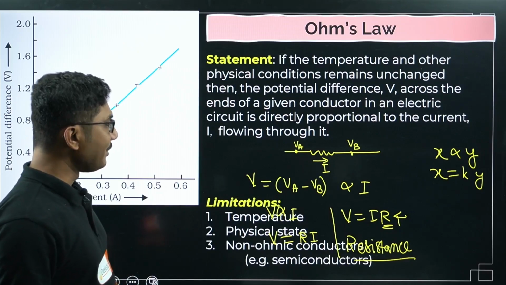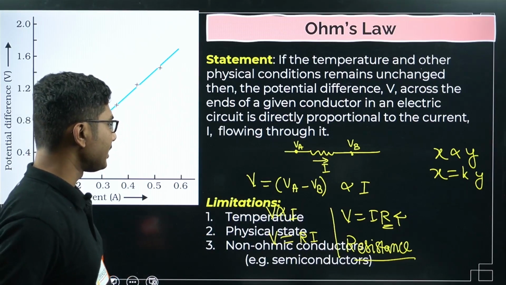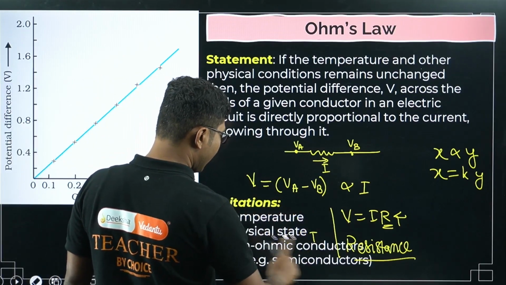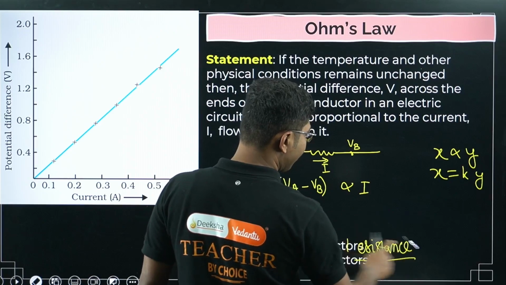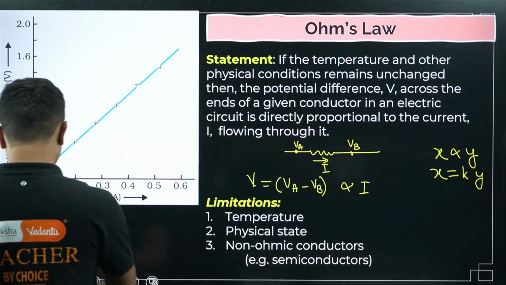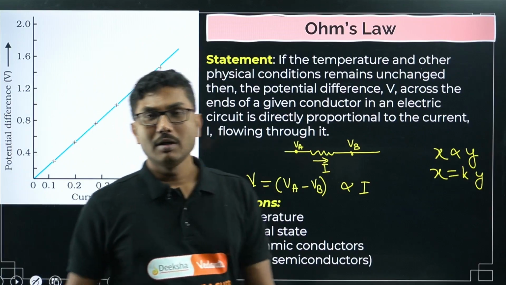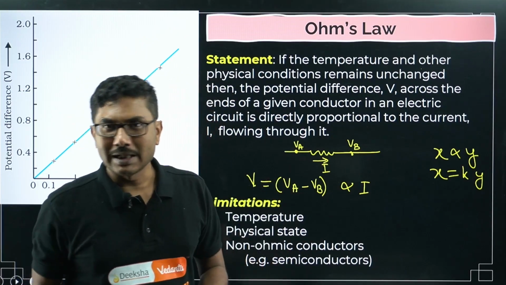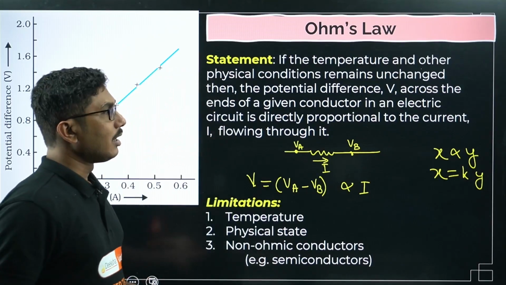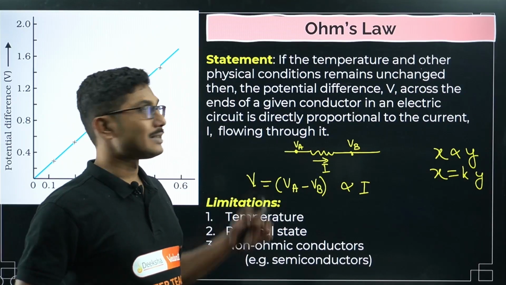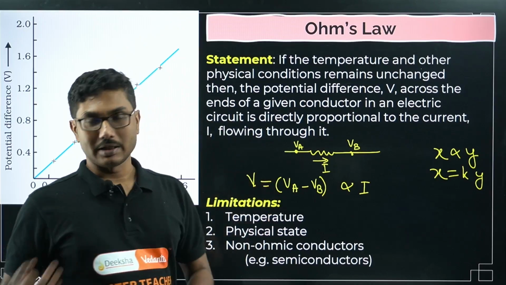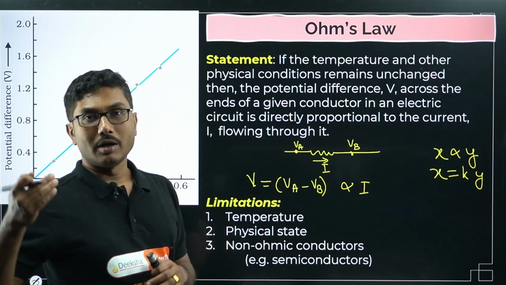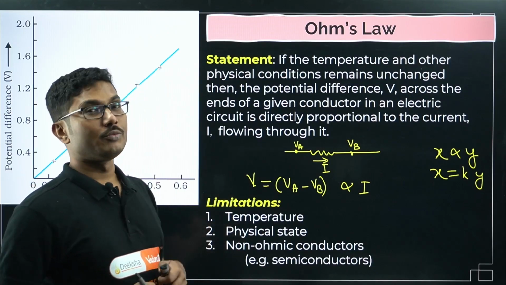Now there are some limitations of Ohm's law. The limitation is that if the temperature changes, Ohm's law is no longer valid. Also if the physical state changes, for example as you pass electricity the conductor melts, or vaporizes, or its physical state is no longer the same as it started. Physical state means solid, liquid, gas, plasma. There are other states as well, but if the state changes, then definitely Ohm's law is not valid.